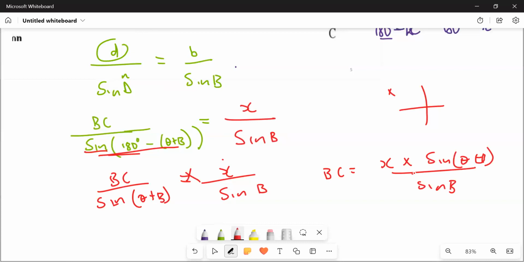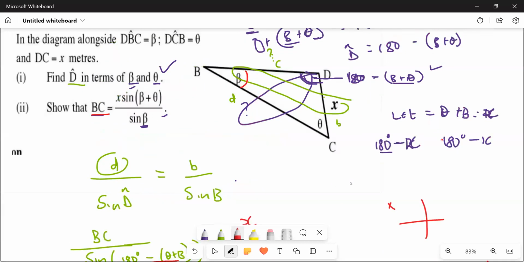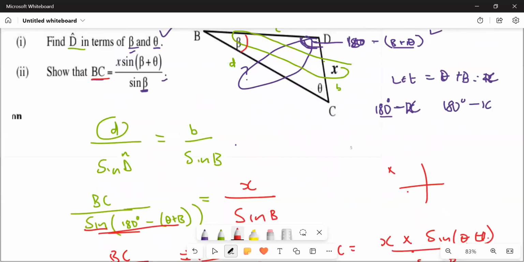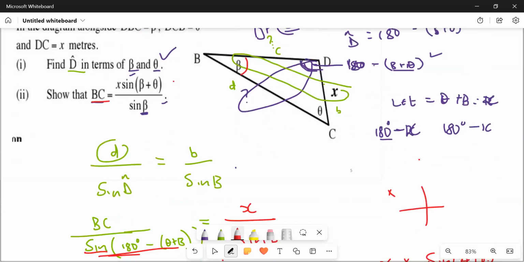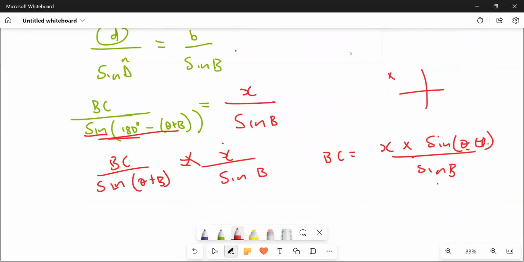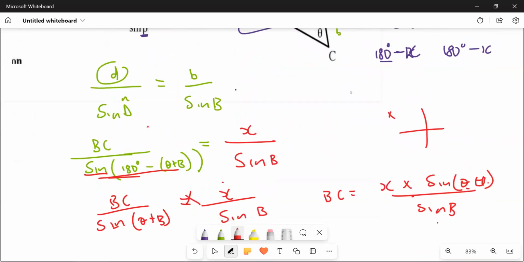Let's check whatever it is that they said we should show them. There's x, there's x again. The sine of theta plus beta, the sine of beta plus theta. And then there's also the sine of beta. And for you to do something like this, they will also give you 3 marks. 1, 2, 3.